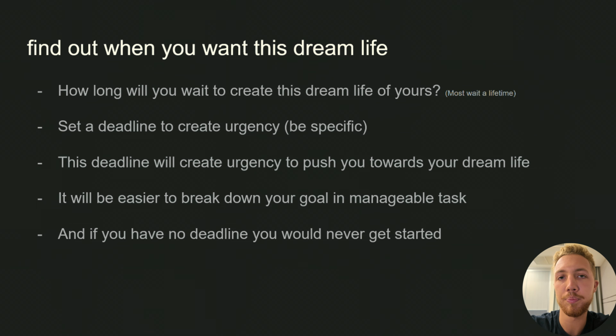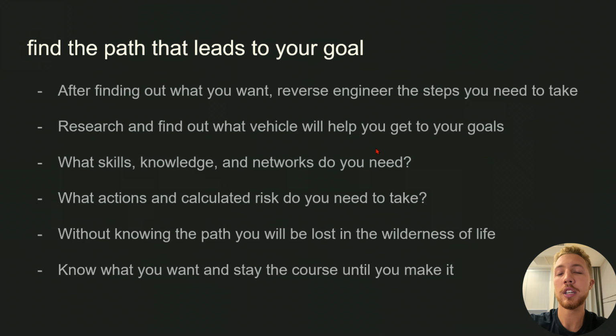And let's just say you never put a deadline on your dream life, you just put it off forever. You'll never even get started because you never have the finish line in sight. You need to have it in sight so that you know how fast you need to run in the race. So yeah, after you find out what your dream life consists of and when you want your dream life, you need to find the path to get there and the actual steps to get there in the first place. This just takes researching and finding the right vehicle that'll help you fast track the progress to your goal in the period of time that you set for yourself.